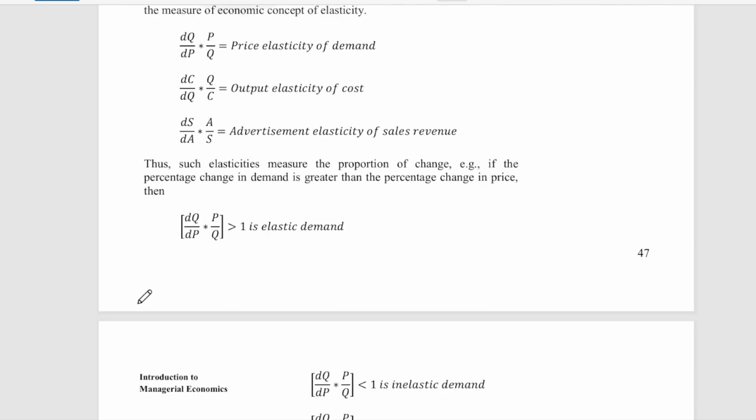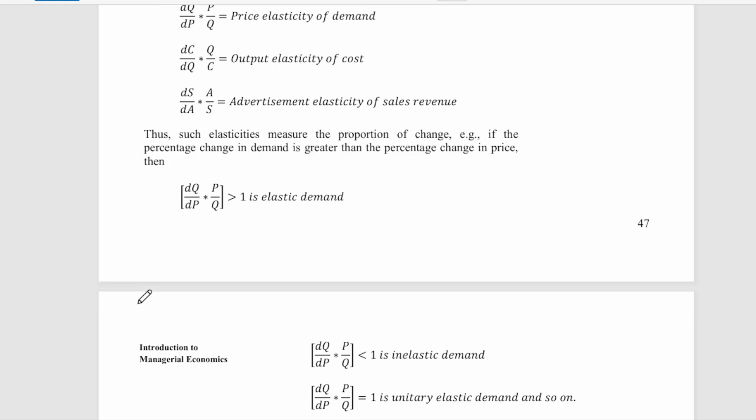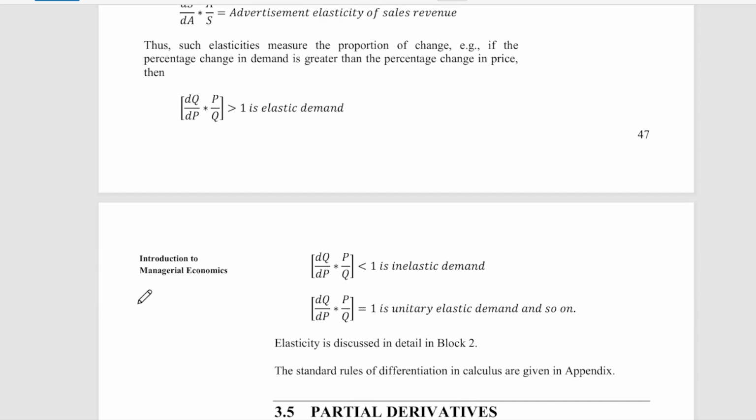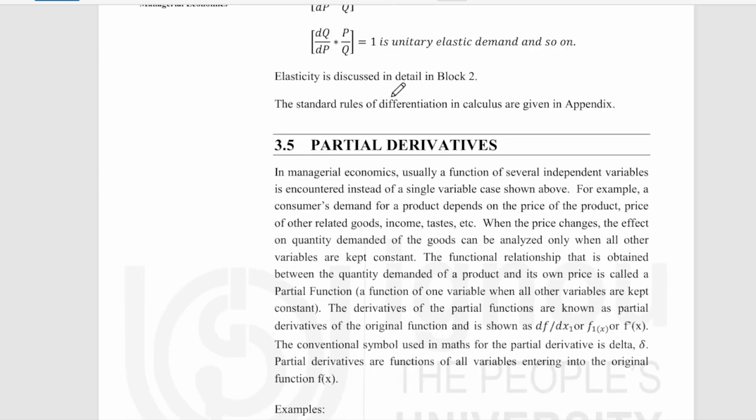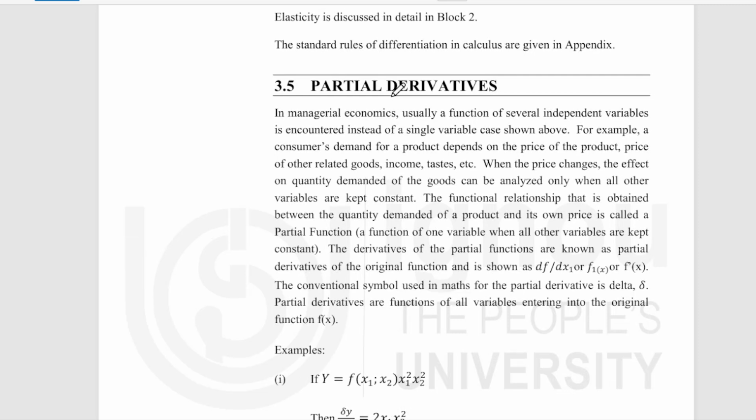Like that, based on all equations, you just refer to your IGNOU study material also, so you will get more idea parallelly. Elasticity measures the proportion of change. If the percentage change in demand is greater than the percentage change in price, then it is greater than 1, which is elastic demand. So this is an example. In Block 2 elasticity is discussed, so we will discuss it further there.